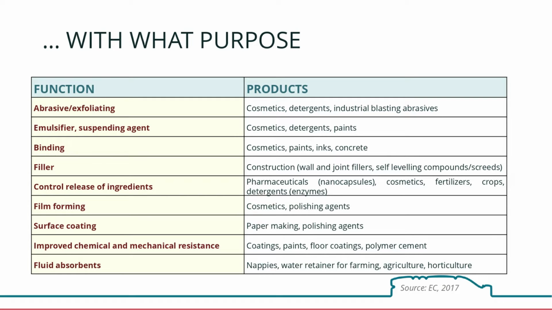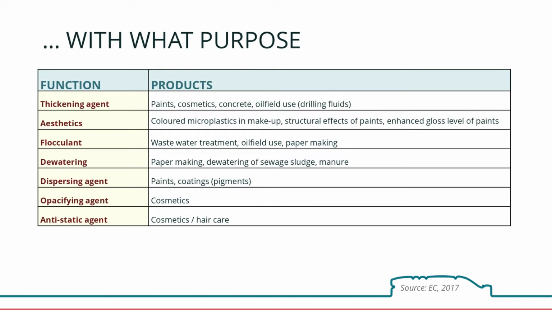The formation of a protective film, the function of a surface coating, is also possible. Then, microplastics can improve the chemical and mechanical resistance of a product. Finally, they can act as an absorbent of liquids, such as in various hygiene products we use in everyday life. Then, microplastics can act as a thickener, mainly in paints and cosmetics. They also have an aesthetic purpose of improving products' visual properties.